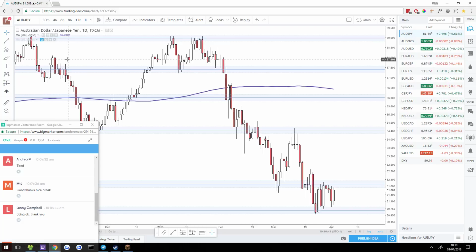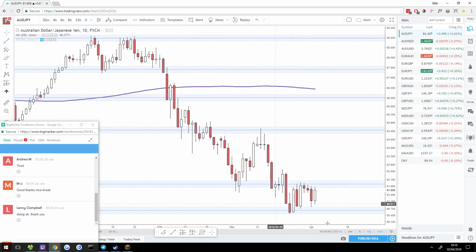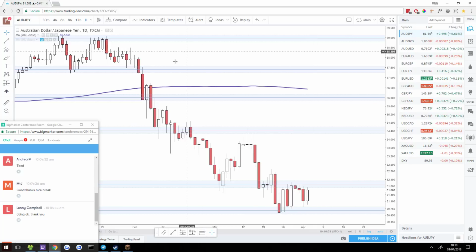On the daily, we can see that it hasn't really been ranging long. It's been 1, 2, 3, 4, 5, 6, 7, 8 days. 8 days is pretty mild for a range. Some ranges last a lot longer than that. So let's just see how this develops.